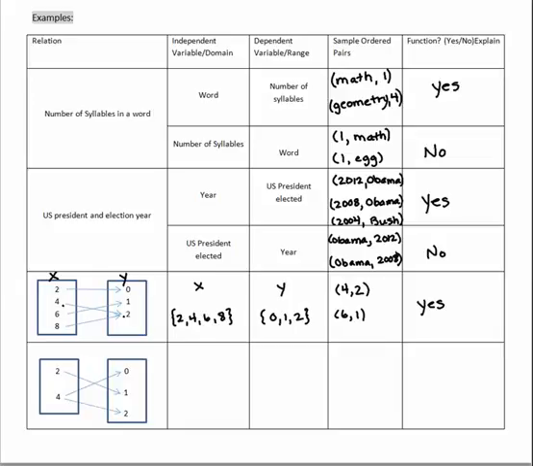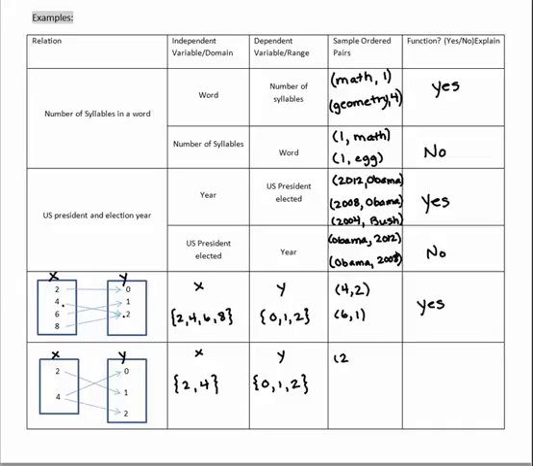When I look at the next example, again, I'll just call the first box x and the second box y. My inputs, or x values, are either 2 or 4, so that's my domain. And my outputs, or y values, could be 0, 1, or 2, so that's my range.